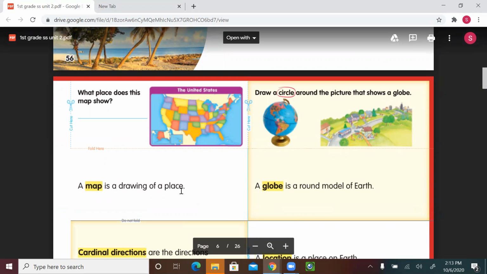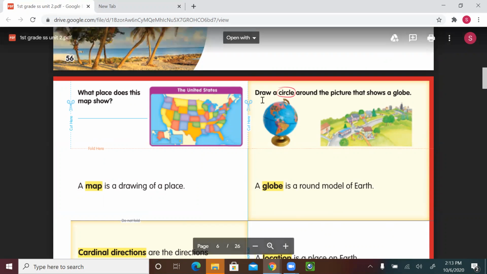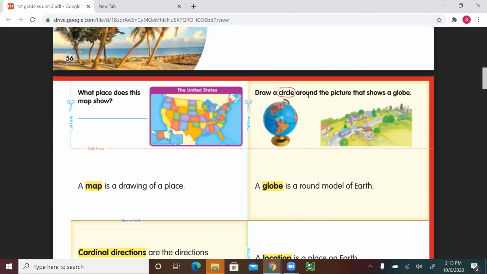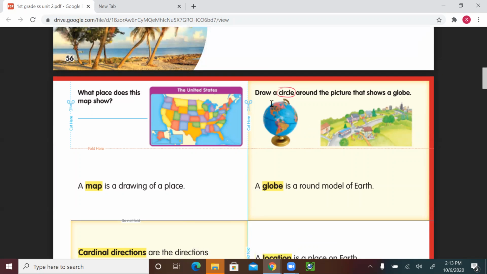A map is a drawing of a place. So what place does this map show? As you see here, the United States. All right. Next one, draw a circle around the picture that shows a globe. So you see a picture of a city, and this is the globe. So you need to circle this part.